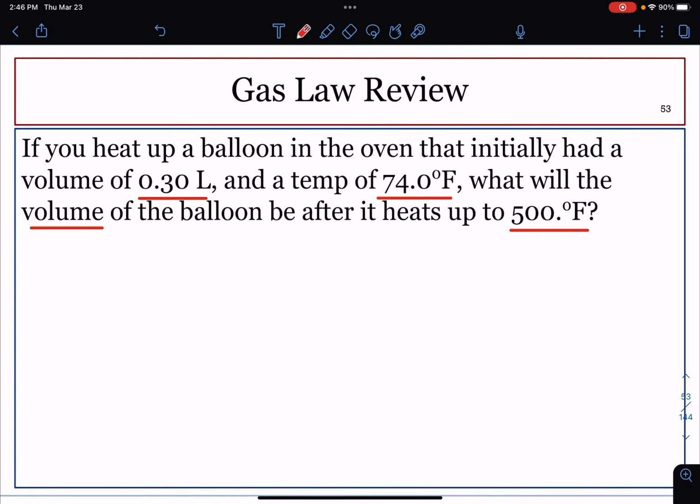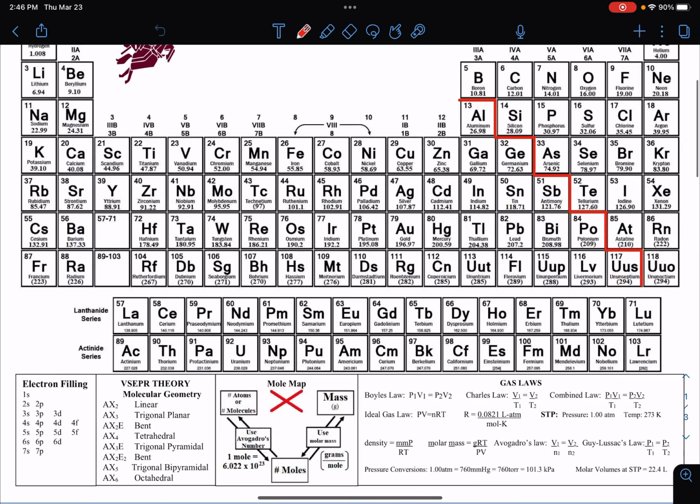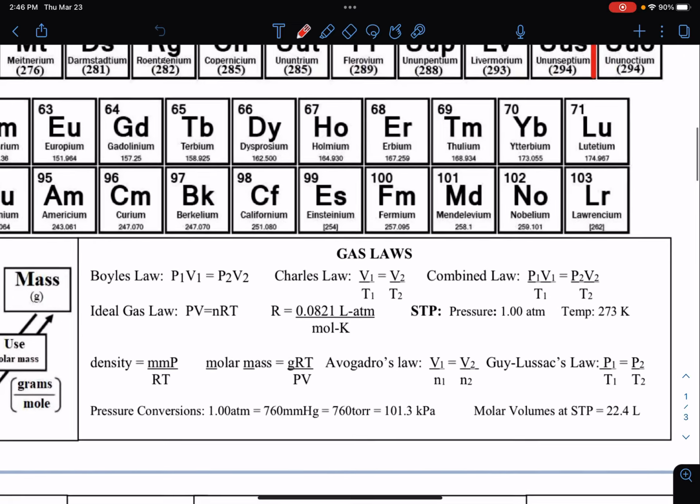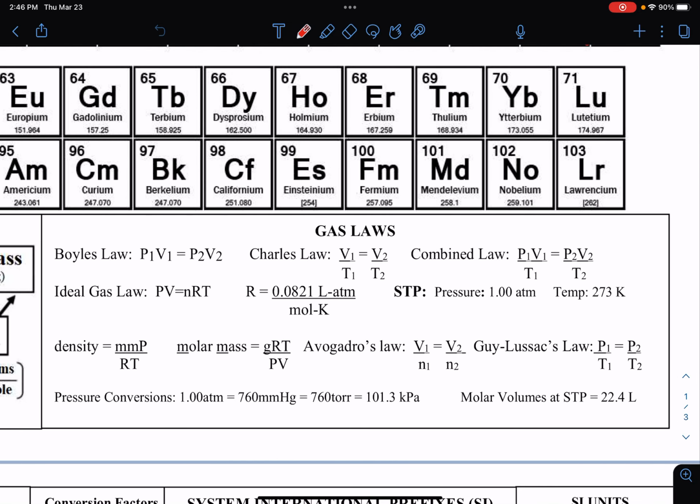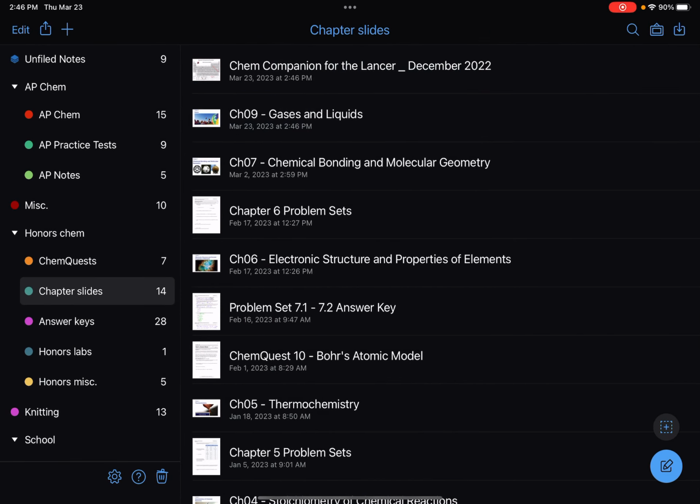So let's look at the equation box on the periodic table for gas laws. All we have in this problem is volume and temperature. So that means we need to use Charles' law, where we have volume and temperature, a changing volume and a changing temperature.